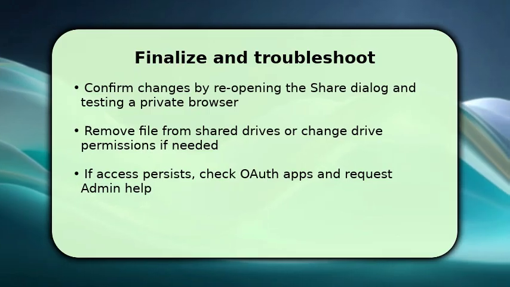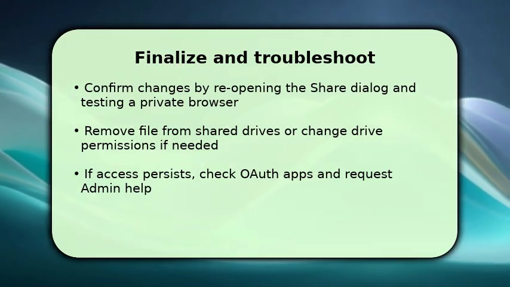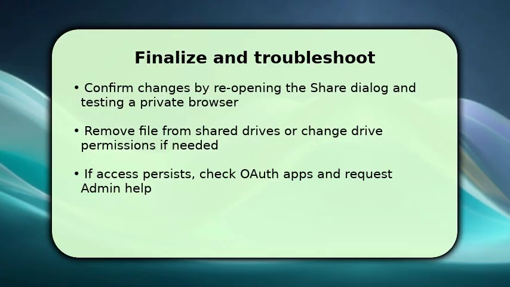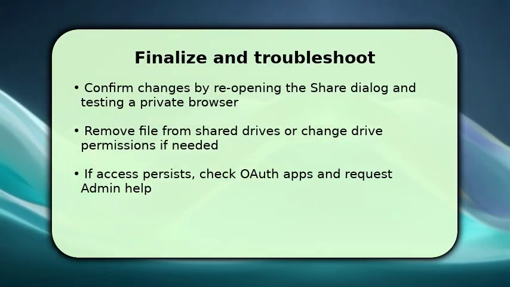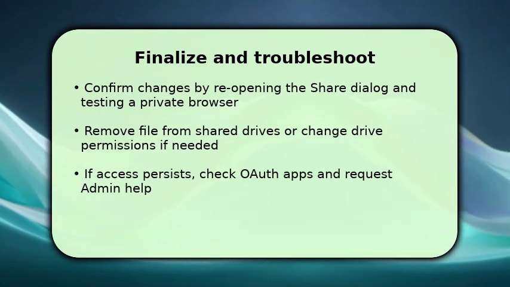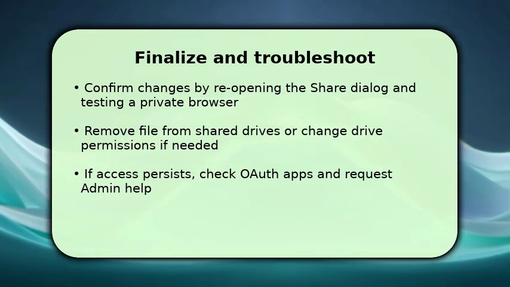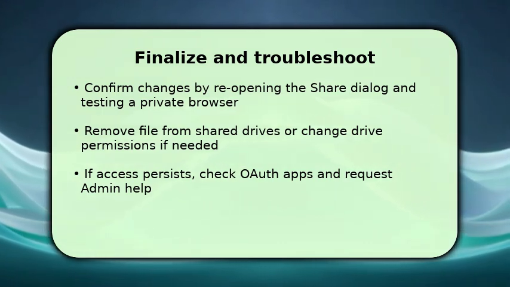If access still persists, inspect connected OAuth apps, publish links, or request workspace admin intervention to revoke domain-wide grants. This step clears residual access and prevents accidental resharing. One final audit keeps the sheet secure.